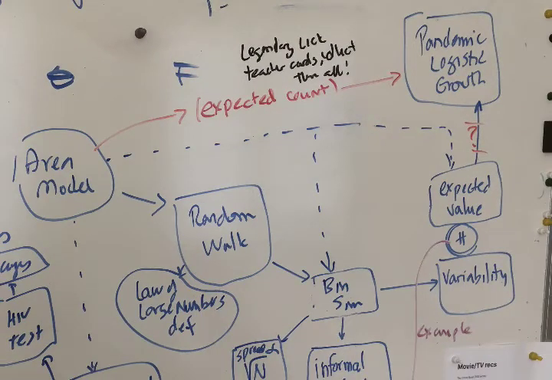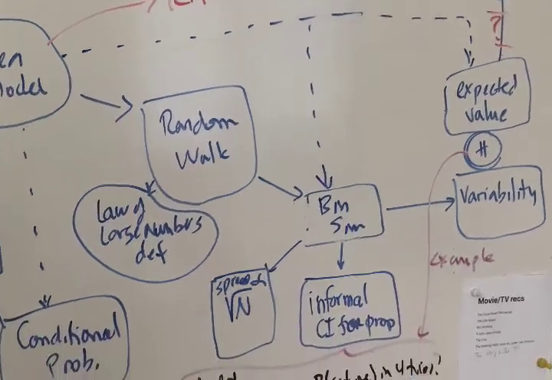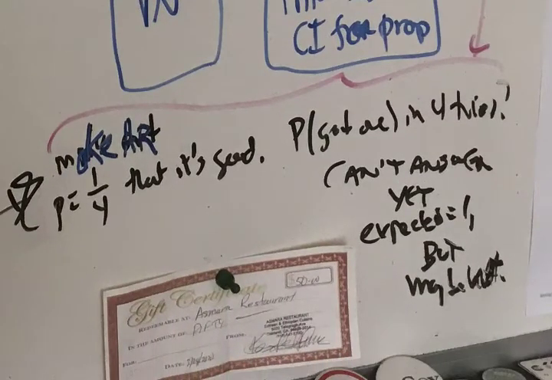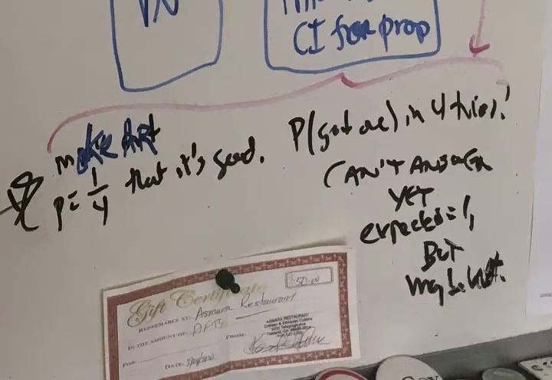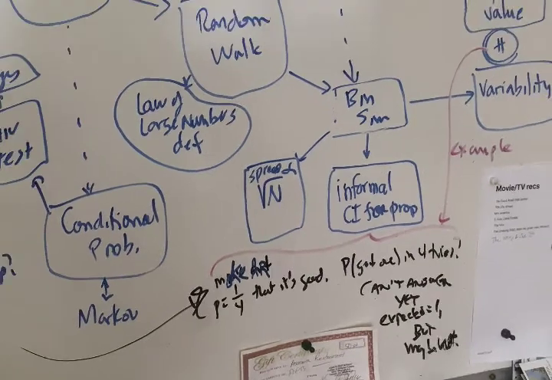Right, that's all there. Down here at the bottom, you see this thing that says, make art, P equals 1/4 that it's good. Oh, remember that problem? There's a 1/4 probability that you get a piece of great art each day, and then probability of a good one in 4 tries. Yeah, that's it. And so we're saying we expect to be able to get it, but you won't necessarily. And so this once again has to do with expected value and variability.